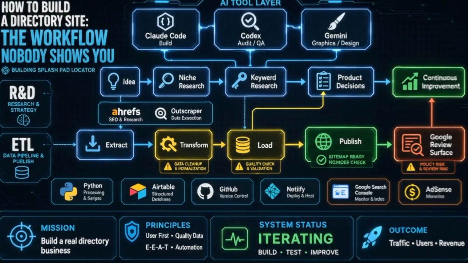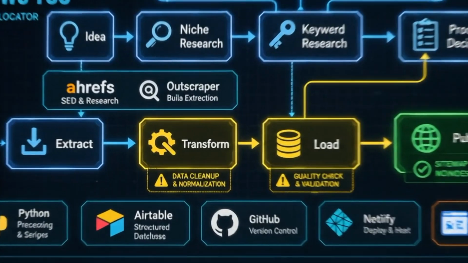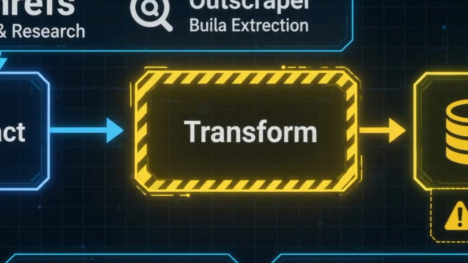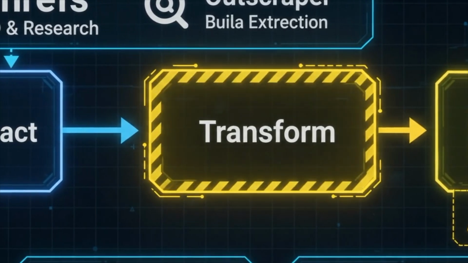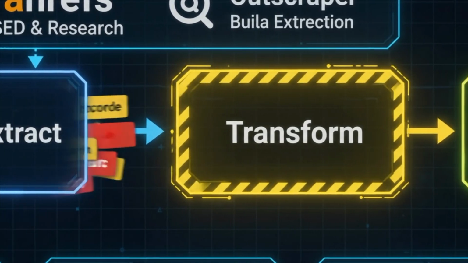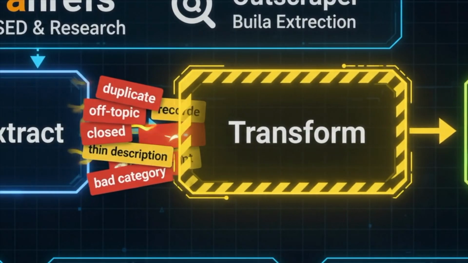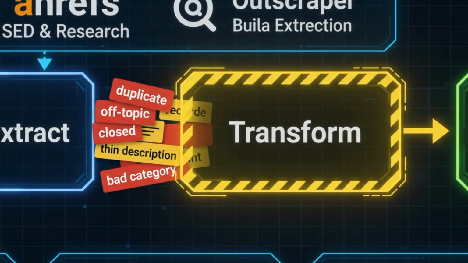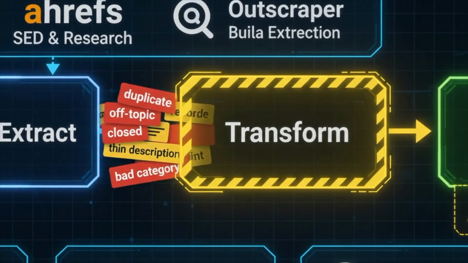This is where raw rows get deduped, descriptions get cleaned, venue types get classified, closed locations get flagged, bad records get held back, and ambiguous records get pushed into a review queue. This was one of the biggest lessons from Pad Locator.